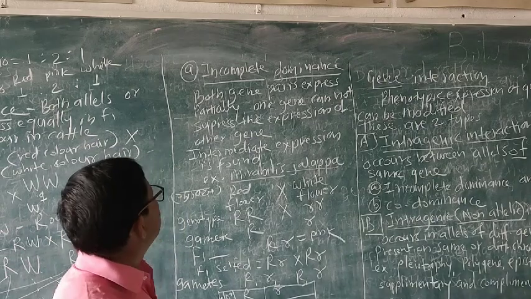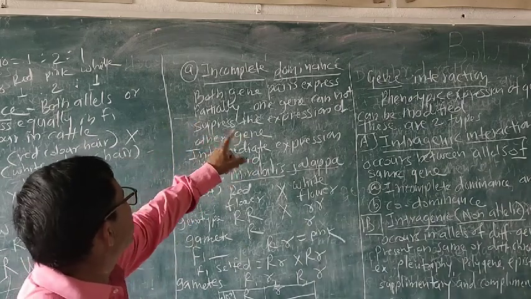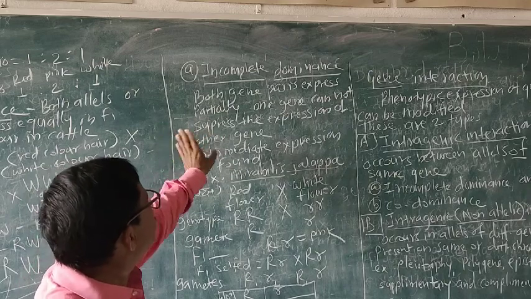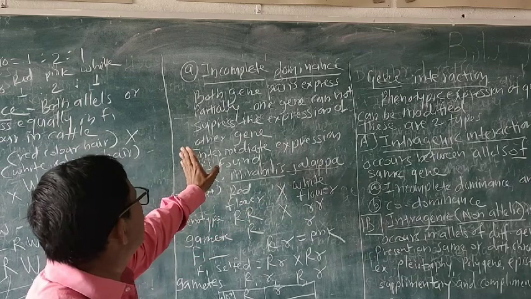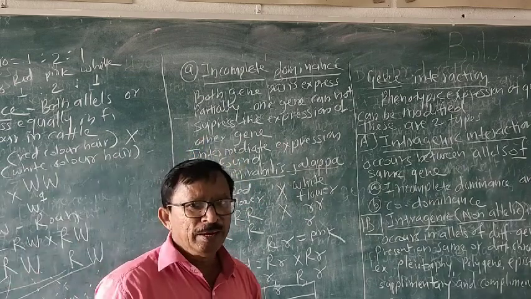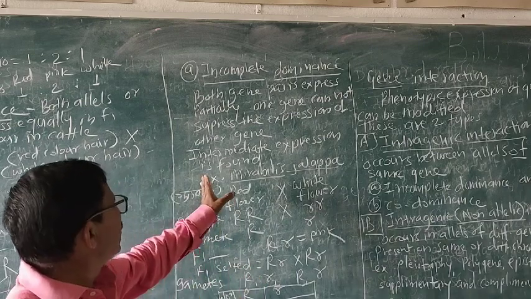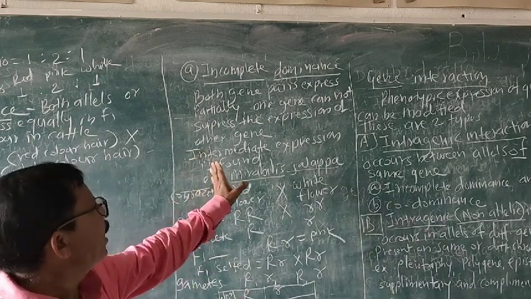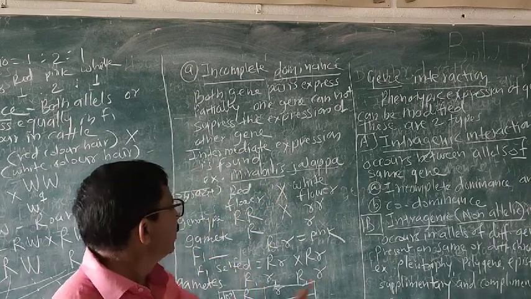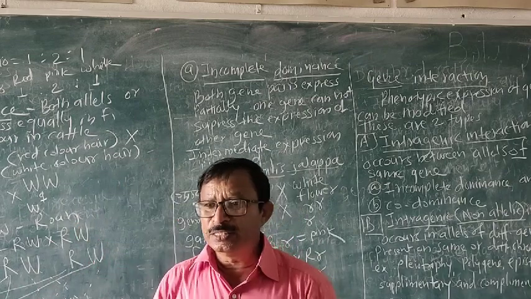What are these reactions? What is incomplete dominance? Both gene pairs express partially. One gene cannot suppress the expression of the other gene. It means both are expressing similarly, but one cannot suppress the character of the other in the F1 generation. An intermediate color is found there.